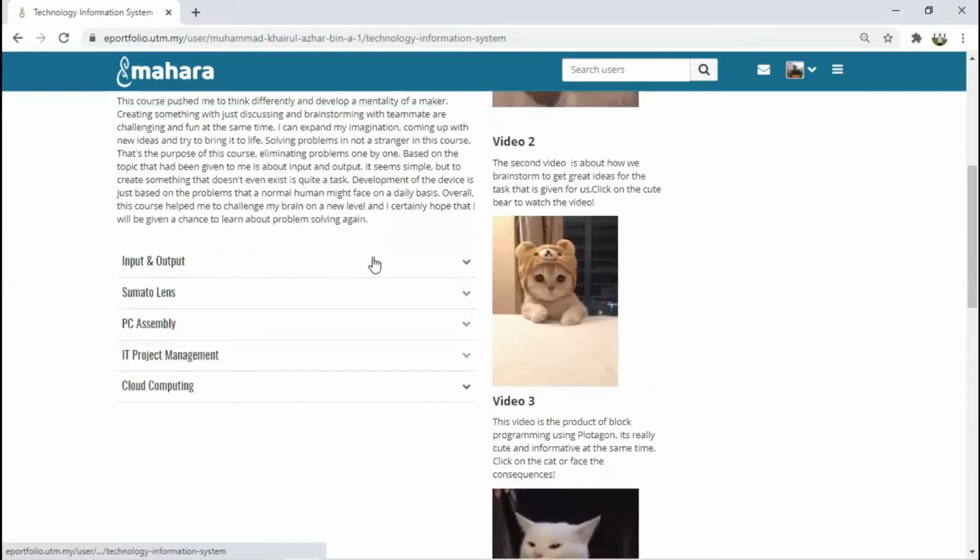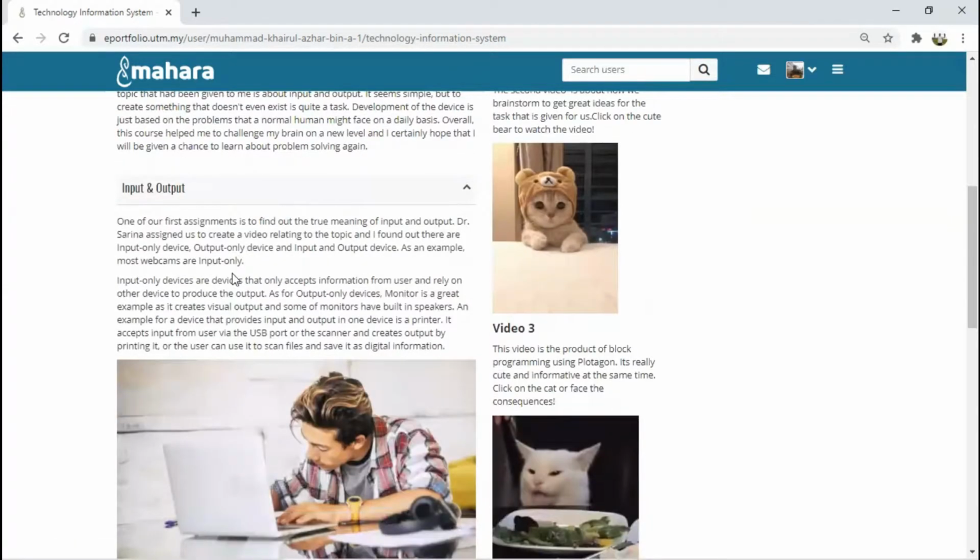Okay, now as for the first part, it was about input and output. So this is my first assignment that was assigned to me and my group. I've discovered that there are a few types of devices: input only, output only, and input and output devices. As an example, webcams are input only, output only is like a monitor, and an input and output device is a printer.